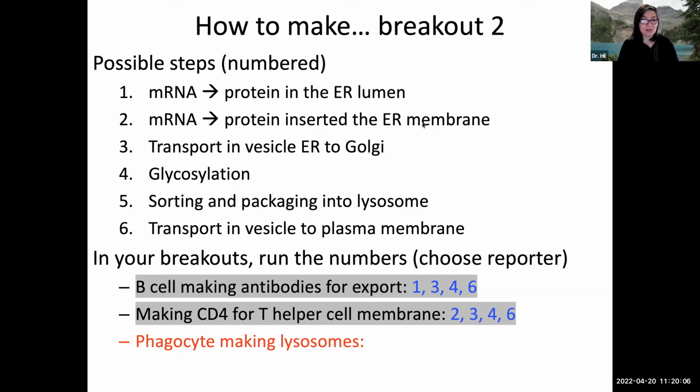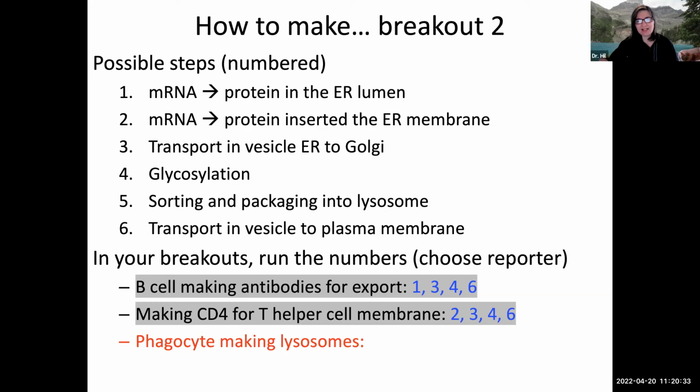As a consequence, when this is packaged into a vesicle, the vesicle is made from the ER membrane. Okay, so the ER membrane is actually used to make the vesicle. So the protein's embedded in the vesicle membrane now. And when that vesicle goes to the Golgi and fuses to the Golgi, the vesicle membrane becomes part of the Golgi membrane. So now this protein is in the Golgi membrane.